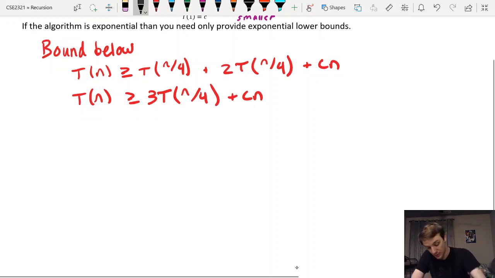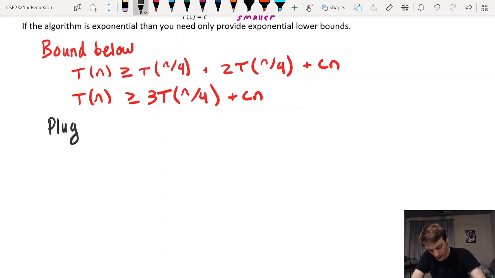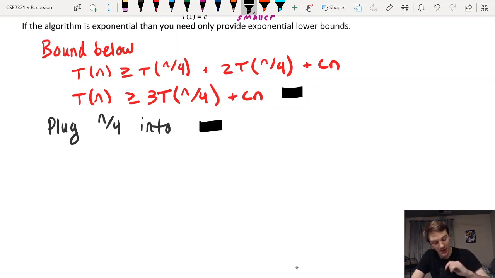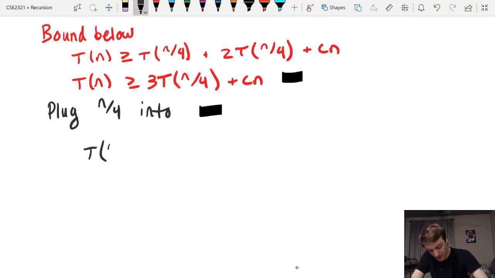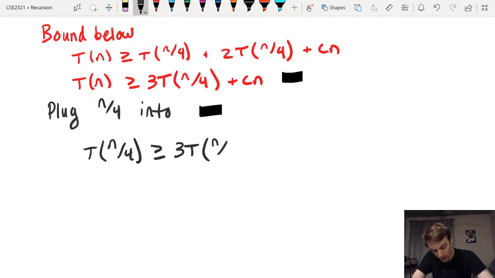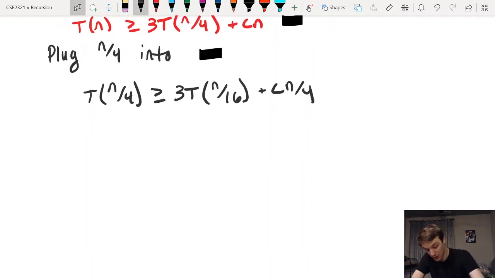So we need to plug n over 4 into that equation, which maybe I designate with a black bar. So I'm going to plug n over 4 into the black barred equation. Doing so, I get T(n/4) on the left-hand side is greater than or equal to 3 T(n/16) plus c n over 4. Then I substitute that into the black barred equation and have... let's write that more to the left.